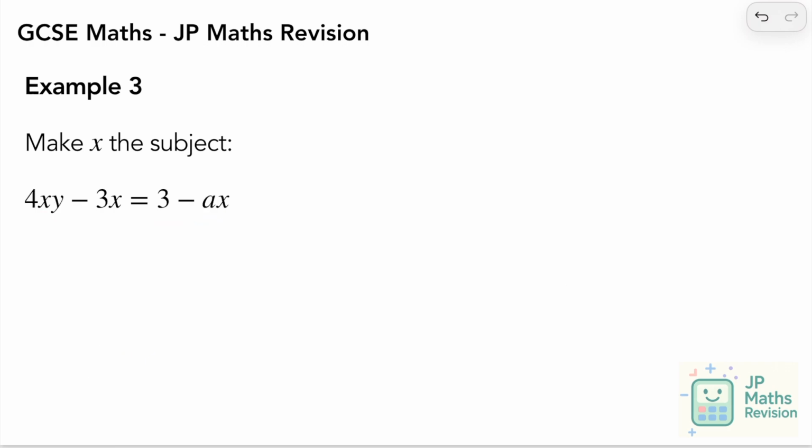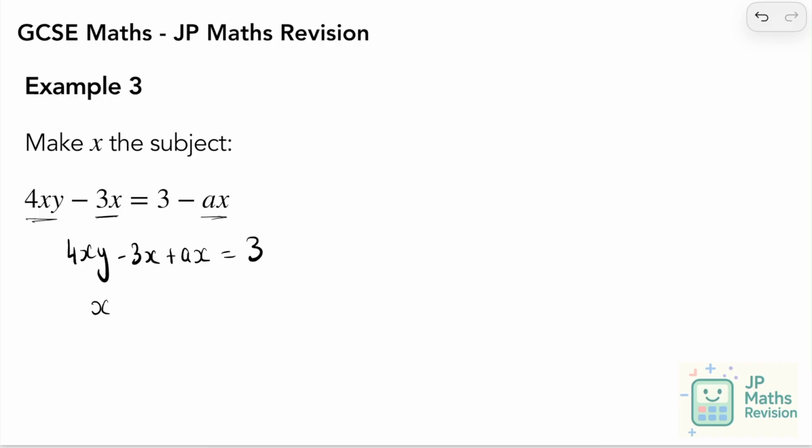So here's an example. We want to make x the subject, so this time we actually have 3 x terms. Again, the aim of the game is to get all the x terms together on one side, so I'm going to do that this time by plussing ax to both sides. So I end up with 4xy minus 3x plus ax equals 3. And now it's good because all the x terms are together on one side and everything else is on the other side. So the trick we have is to factor out the x.